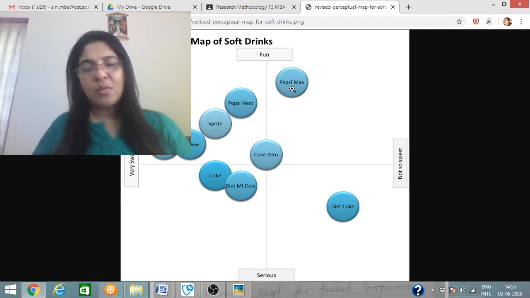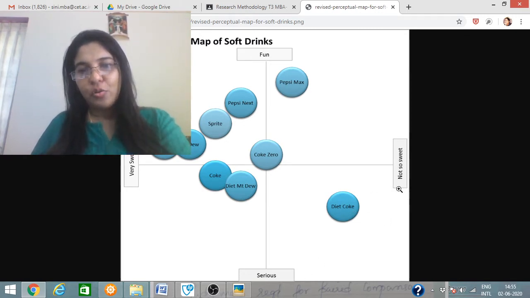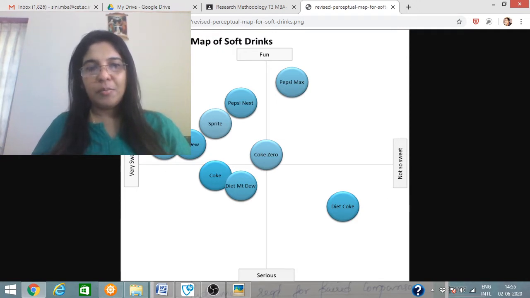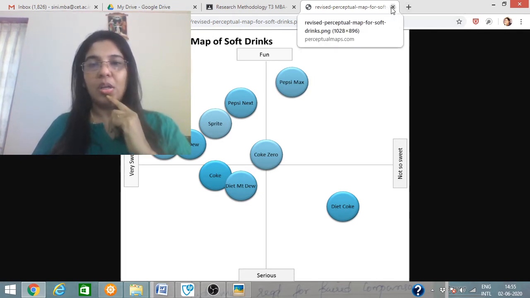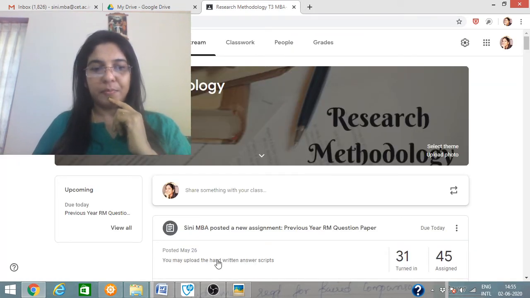So Pepsi Max, when it comes, it shows that it is not sweet, but it is highly fun oriented. When it comes to Diet Coke, it is not sweet and it is a little bit serious type of drink, and it comes in the moderate space, not too serious, not too sweet. Similarly, Pepsi is very sweet and it is also coming into the fun area. So this is how it is done when it comes to perceptual maps.